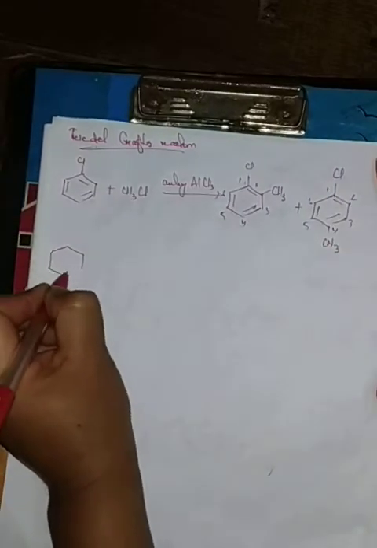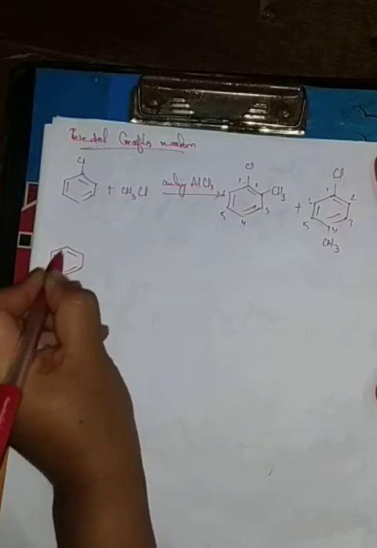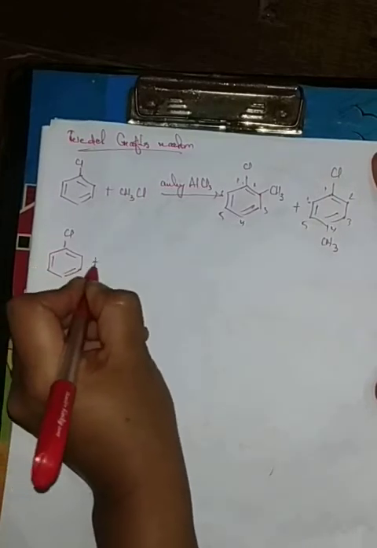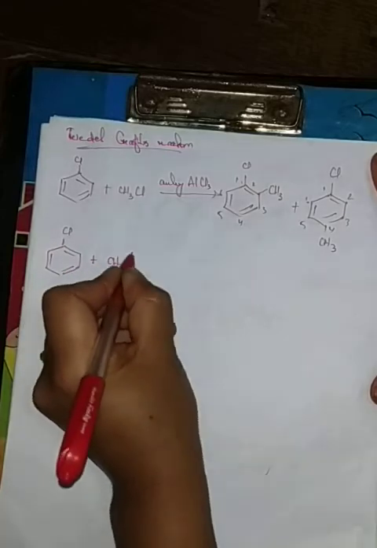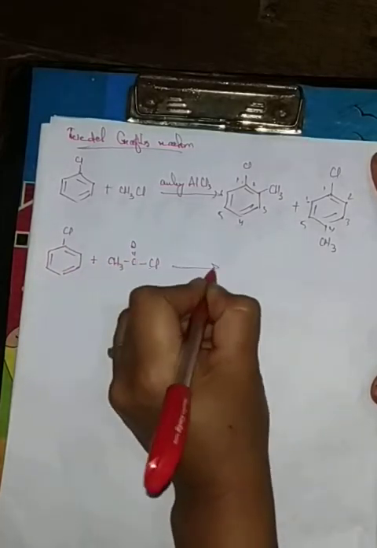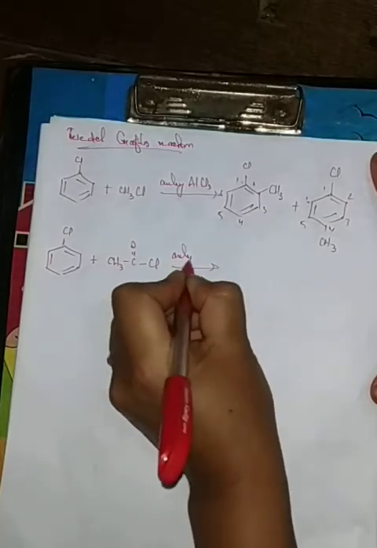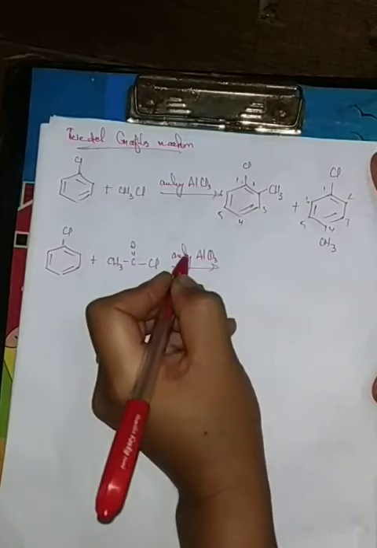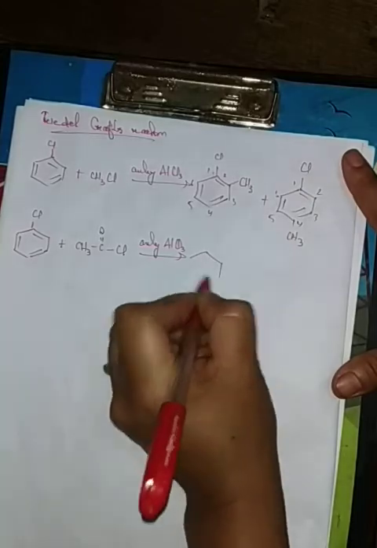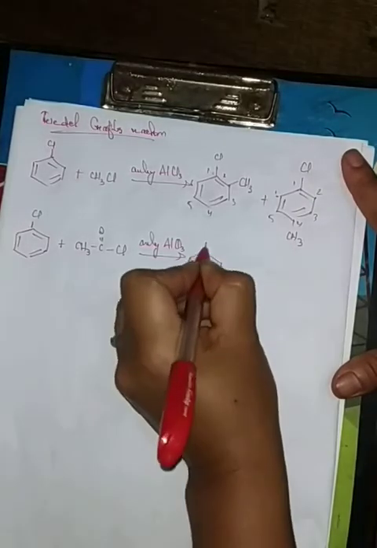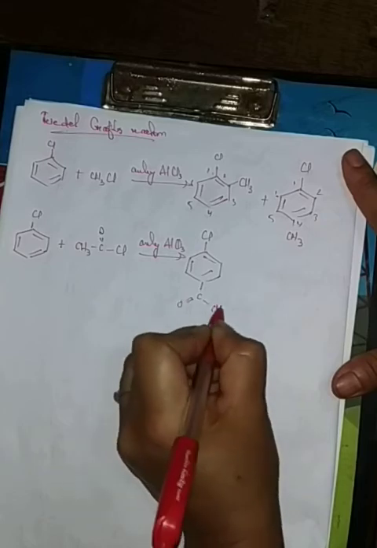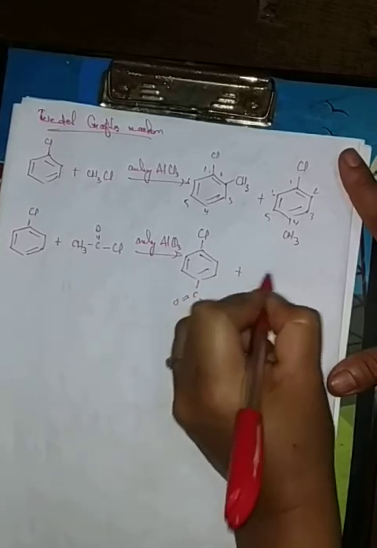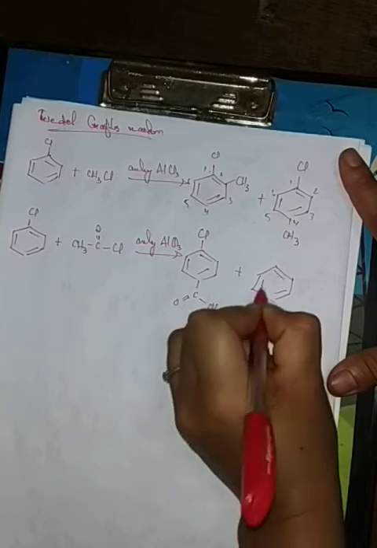Now if we see the Friedel-Crafts acylation reaction, it is the addition of an acyl group to the benzene ring. Here let's take an acyl chloride, CH3 C double bond O Cl, in the presence of anhydrous AlCl3. Now here we will also get 1 Cl, addition of the acyl group C double bond O Cl to the benzene ring at the ortho and the para position.